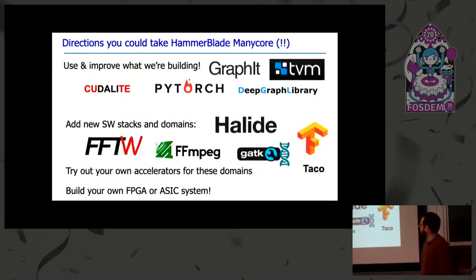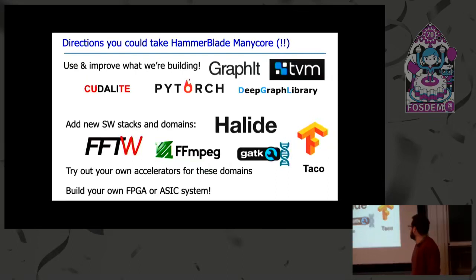And lastly, I'd like to suggest some directions you could take to help us contribute to the HammerBlade software stack. All of our software frameworks that we've ported are works in progress, everything down to CUDA Lite. But there are some other really interesting directions we could take that we haven't explored yet. So Halide is for image processing. We haven't looked at that yet, but we're pretty confident that would be a good fit.